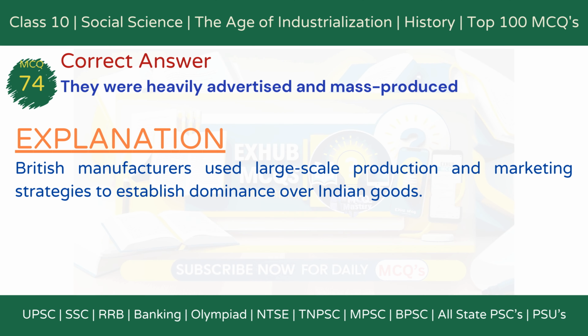The correct answer is option C. They were heavily advertised and mass-produced. Explanation. British manufacturers used large-scale production and marketing strategies to establish dominance over Indian goods.